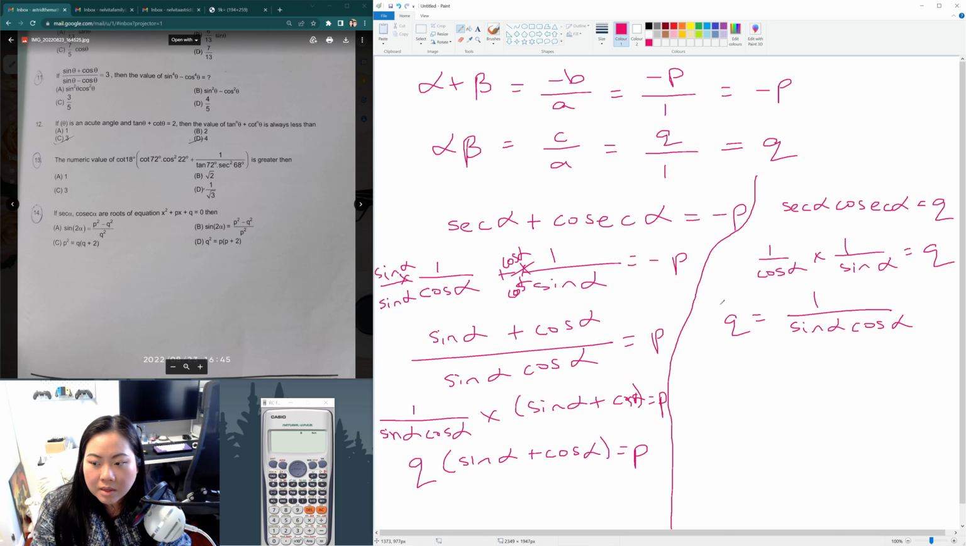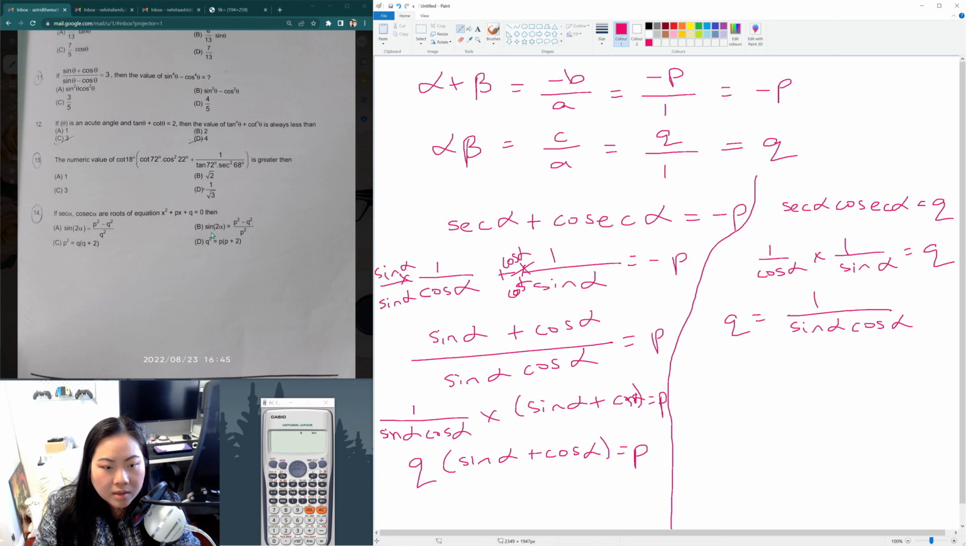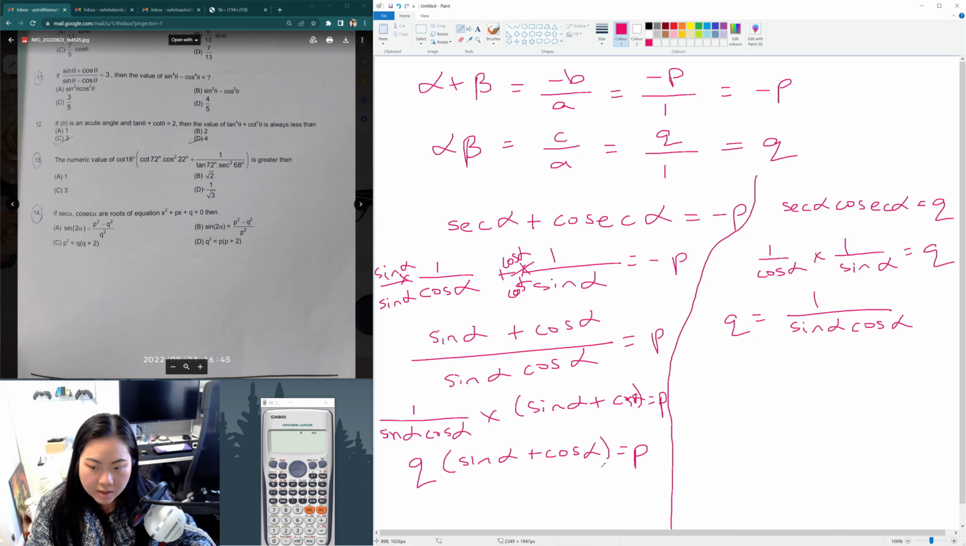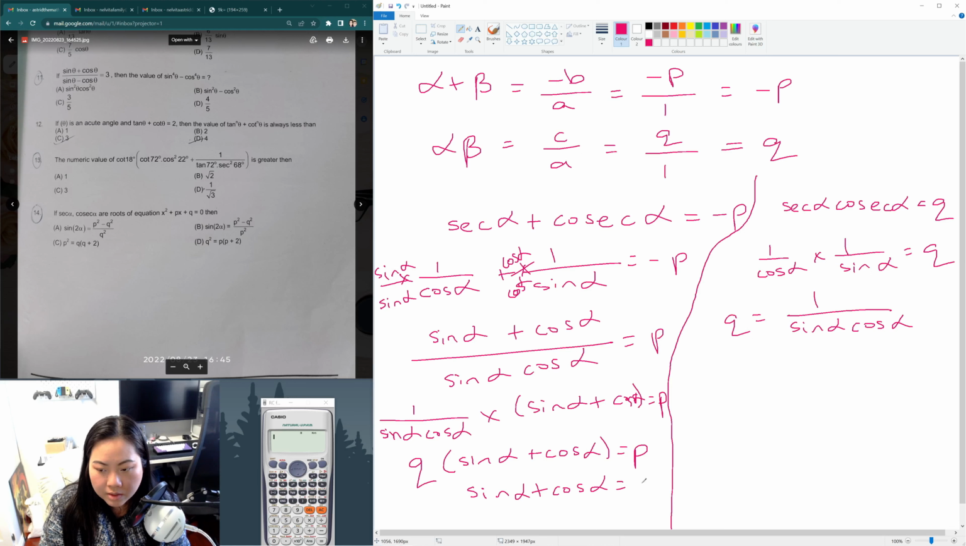Okay, this took me a while to figure out, but essentially, there's so many things squared here. Pretty much everything in the answer has a square in it, and I don't have it. So I'm gonna square both sides, but before I do that, I'm gonna bring the q over so it causes me less headache. So I have sine alpha plus cos alpha equals p on q, like that.